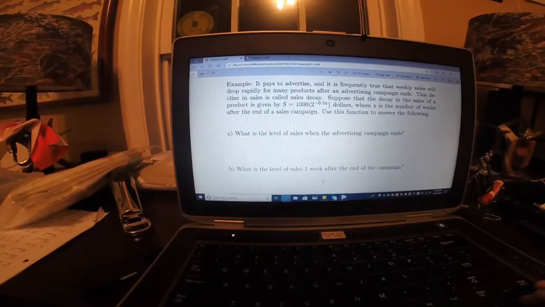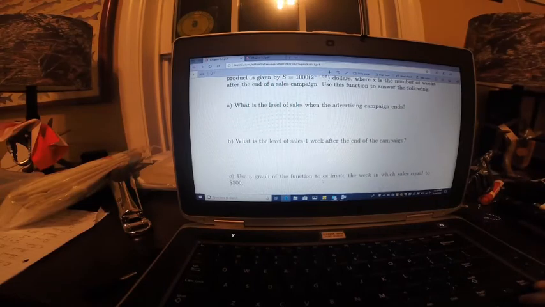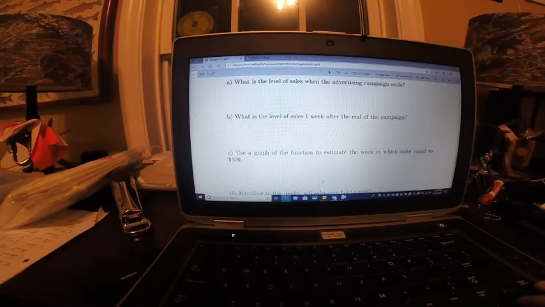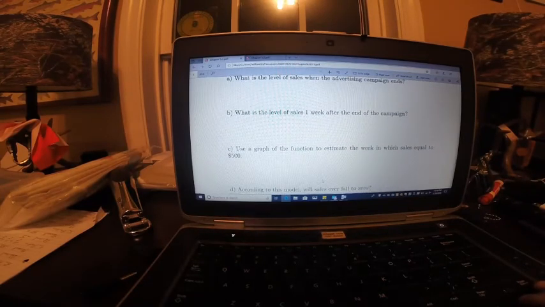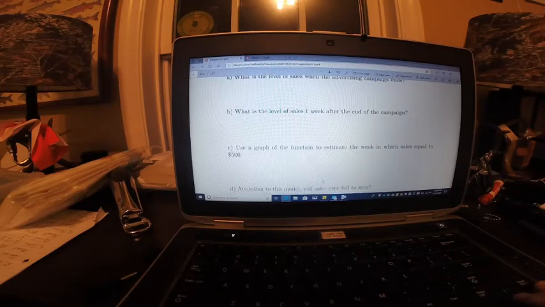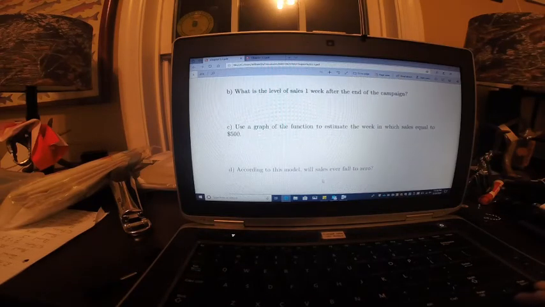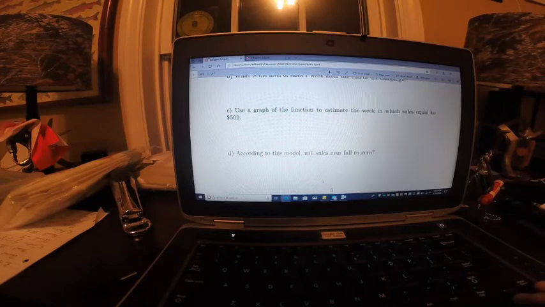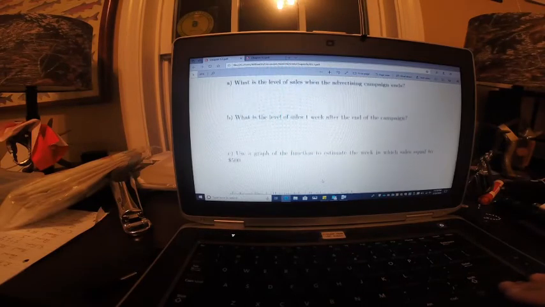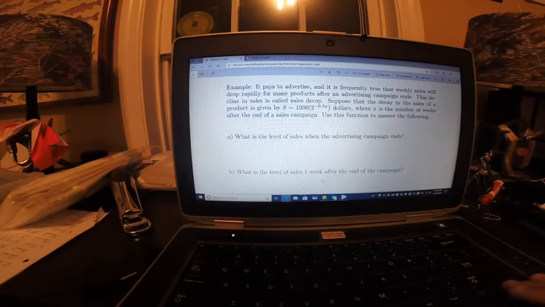What is the level of sales when the advertising campaign ends? B says, what is the level of sales 1 week after the end of the campaign? C says, use a graph of the function to estimate the week in which sales equal $500. And D says, according to this model, will sales ever fall to 0? Alright, let's get to answering these, starting with A.